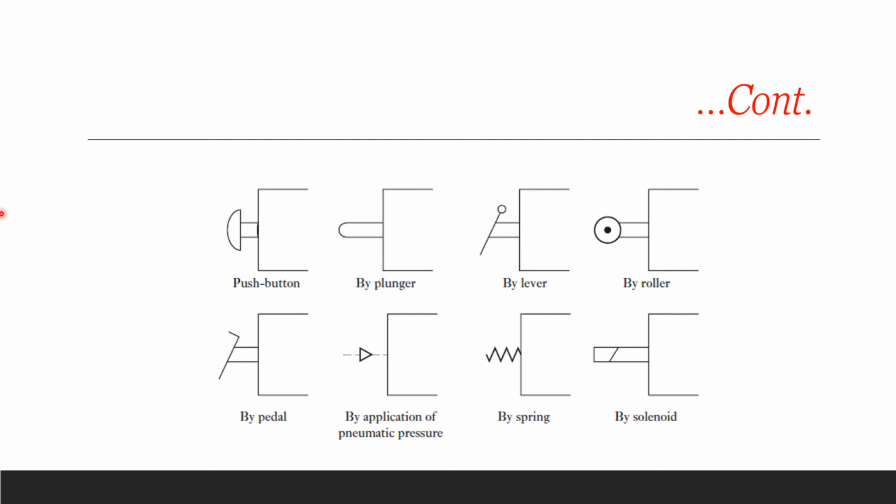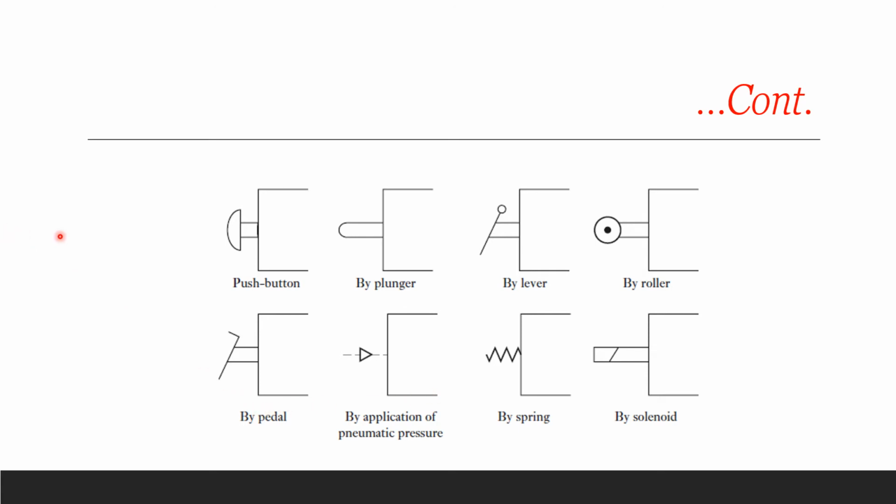In the previous case of the poppet valve, we have seen the push button symbol as well as the spring symbol, which means that that specific poppet valve was operated by using the push button and loaded by the spring. Various other mechanisms are also used for different valves that are shown in this diagram.